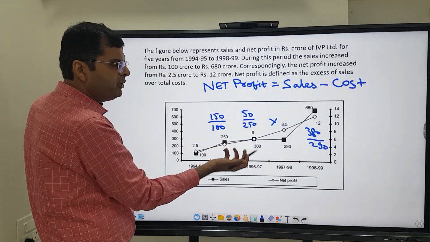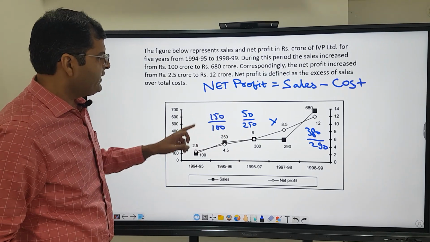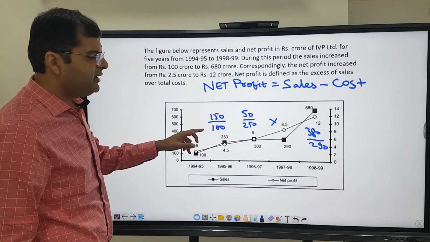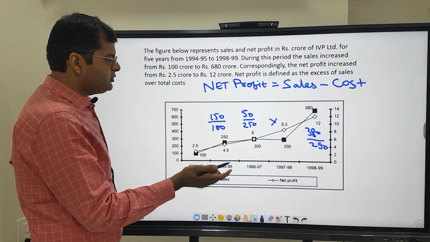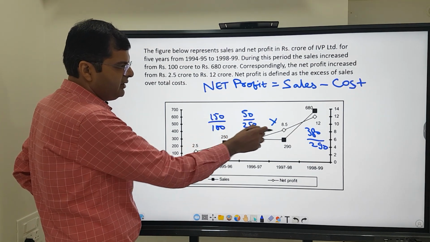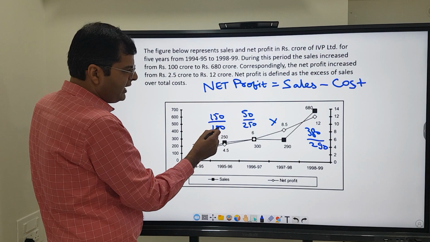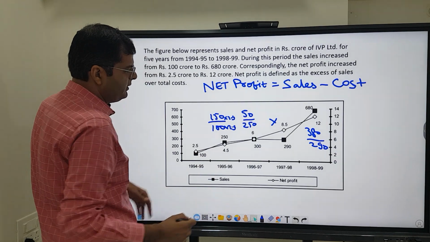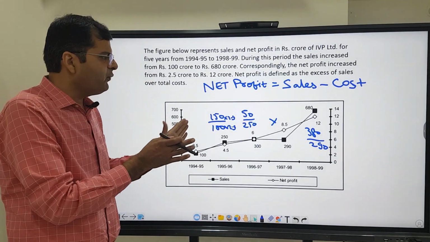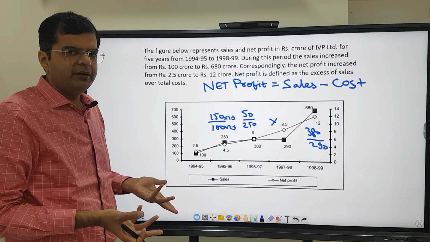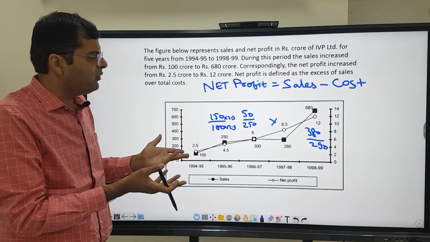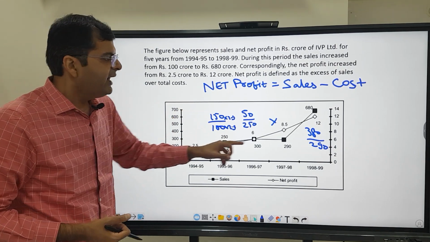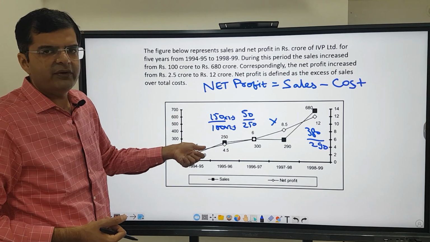Now among them, 50 upon 250 is definitely smaller than these two. If I just compare 150 upon 100 and 380 upon 290, 150 by 100 will be more than this. You can also do it quickly without finding the decimal values. 100 is the base here, 290 is the base there. If I multiply this by 2.9 and 2.9 at the top, 150 into 2.9 will be close to 450, because 150 into 3 is 450. So the numerator will be somewhere near 450 divided by 290, and that is more than 380 by 290.